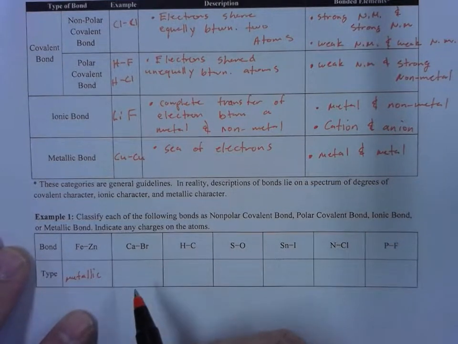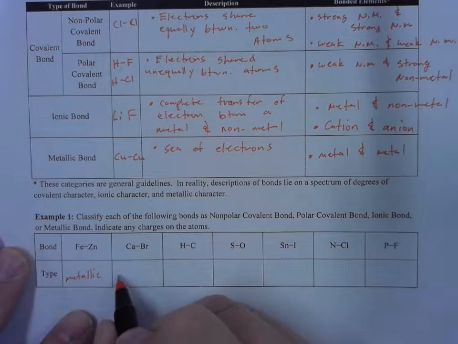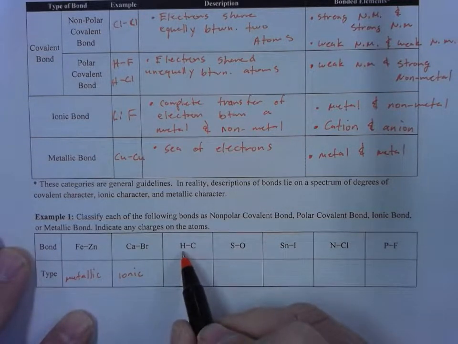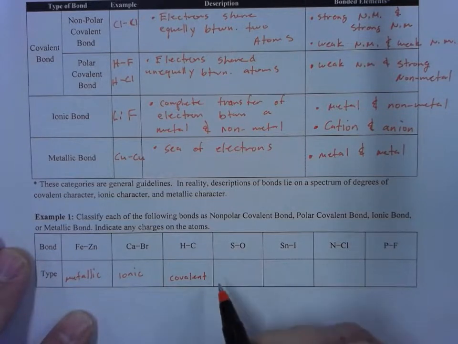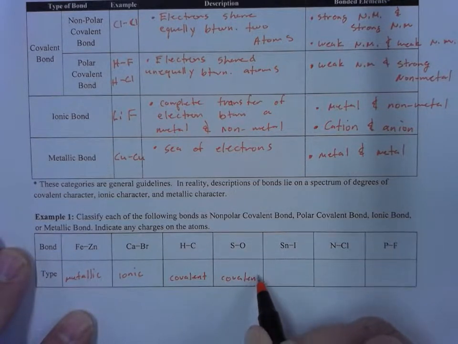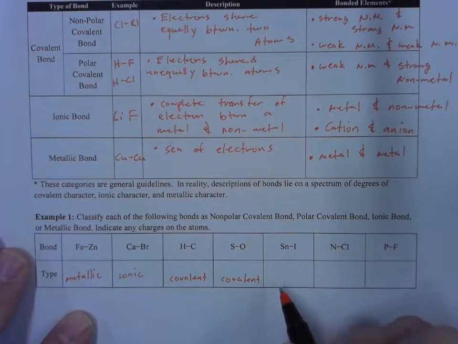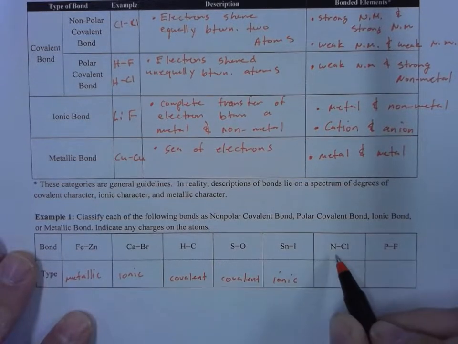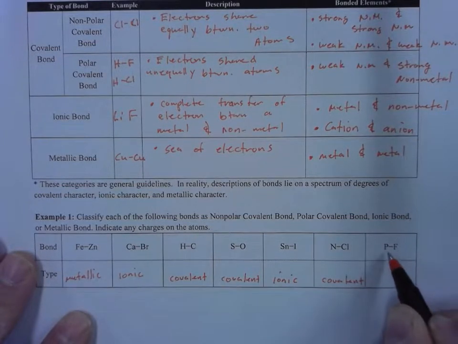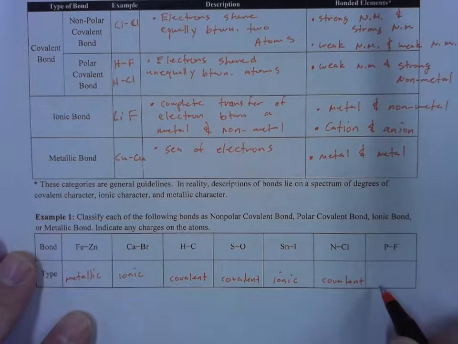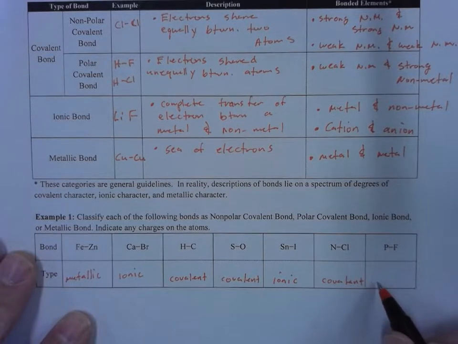Calcium and bromine. Calcium is a metal, bromine's a nonmetal, so that's ionic. Hydrogen and carbon, so that's covalent. So we're going to come back to that one in a second. Sulfur, oxygen is also covalent. Tin and iodine is, well, tin's a metal, iodine's a nonmetal, so that's ionic. Nitrogen and chlorine, both nonmetals, so that's covalent. And phosphorus and fluorine are both nonmetals, so that's also covalent.